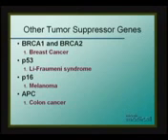Another very important tumor suppressor gene is P53. We've found mutations in P53 in about half of all cancers. There is an inherited cancer syndrome related to mutations in P53. It's called Li-Fraumeni syndrome.